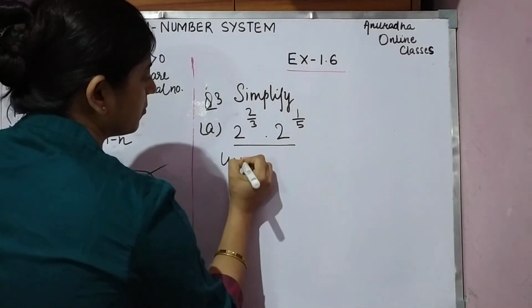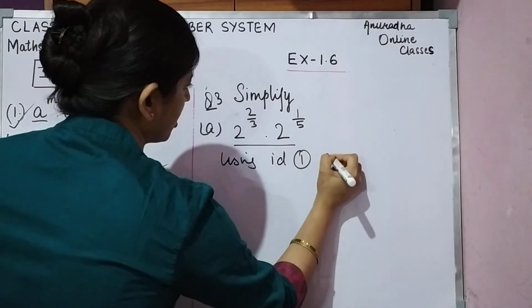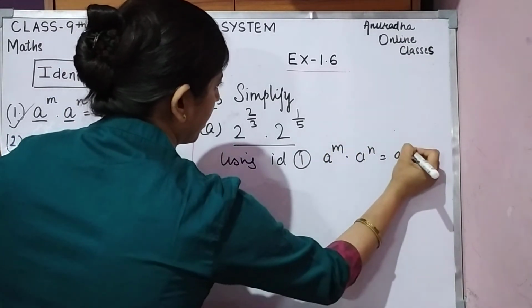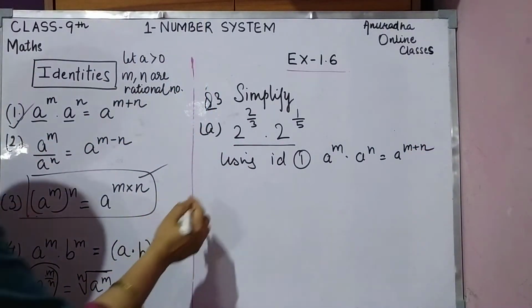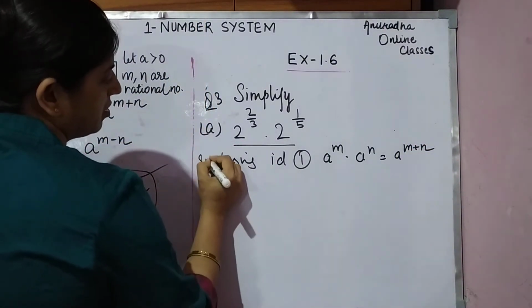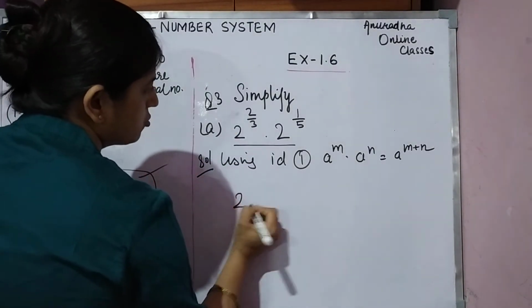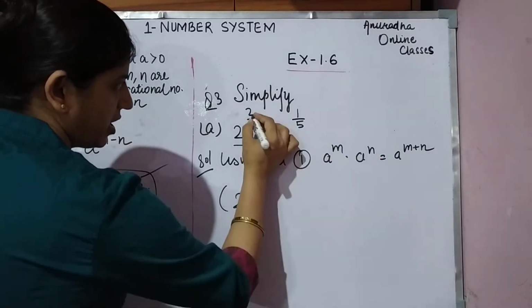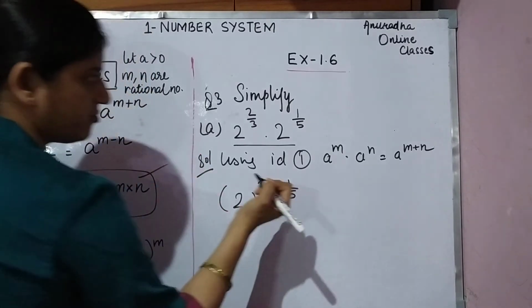By using identity 1. Okay, that is a की power m into a की power n, that is equal to a to the power m plus n. Means we have to add up the powers. Okay, so how will you do this? By using this, what we will do, 2 is the base. We'll write 2 upon 3 plus 1 upon 5.